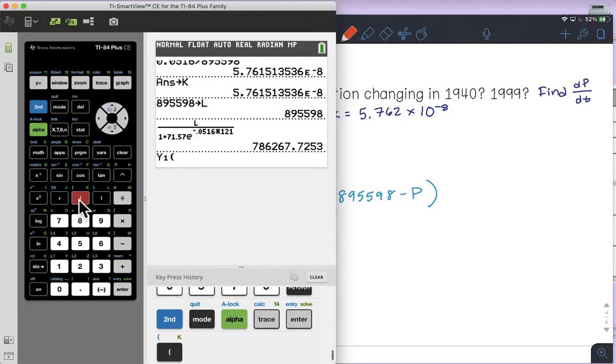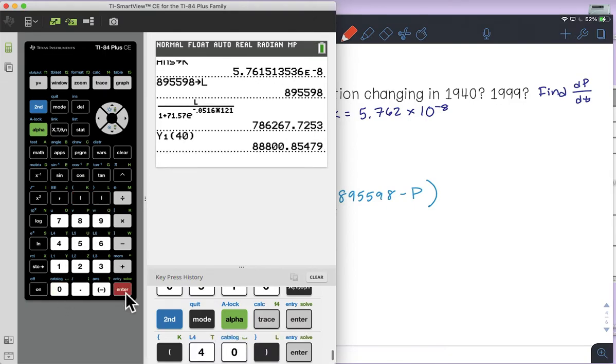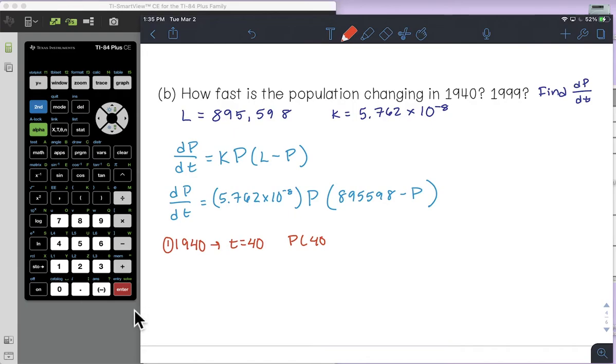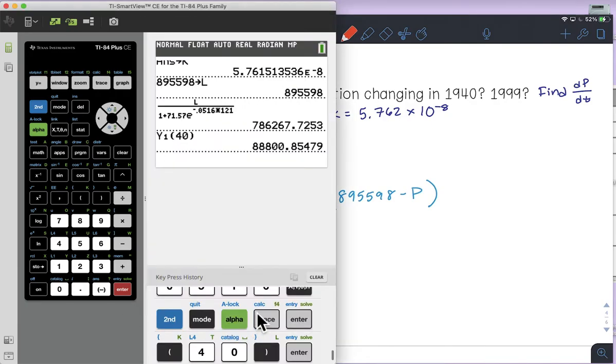That's going to give me a t value of 40, because it's years after 1900. So I'm going to type in 40 here. I'm going to get that P of 40, and you can't see this because I'm writing it down on the iPad, which is behind it. P of 40 is equal to 888,000.8548.